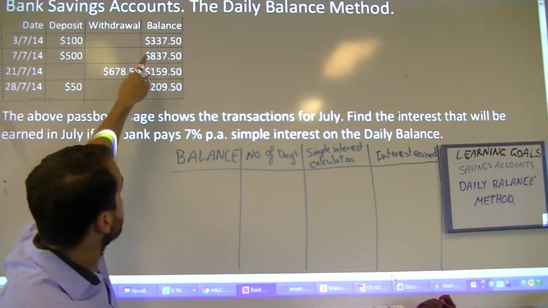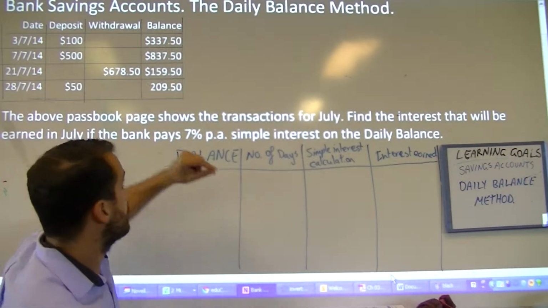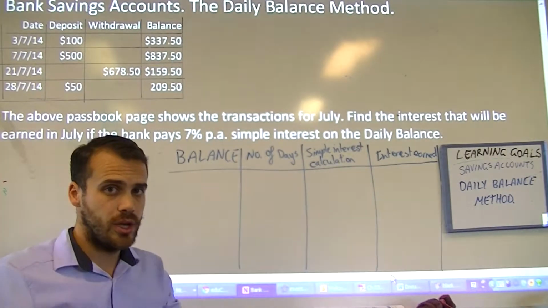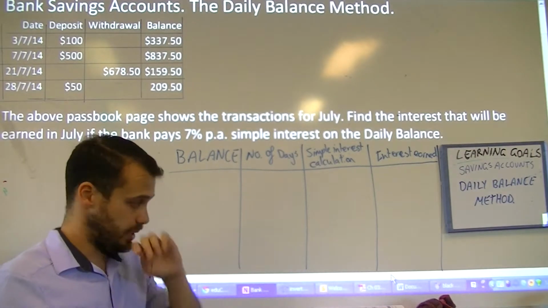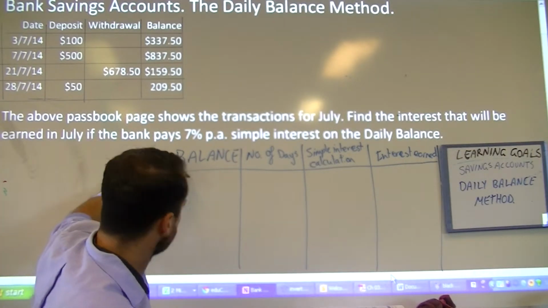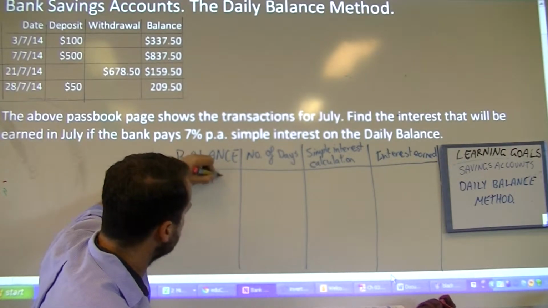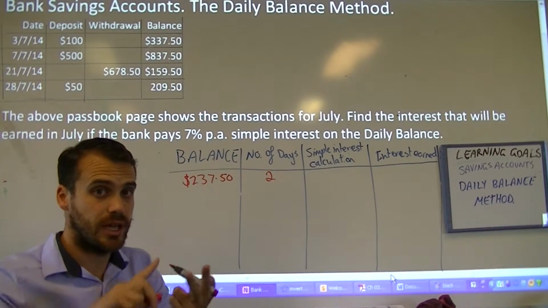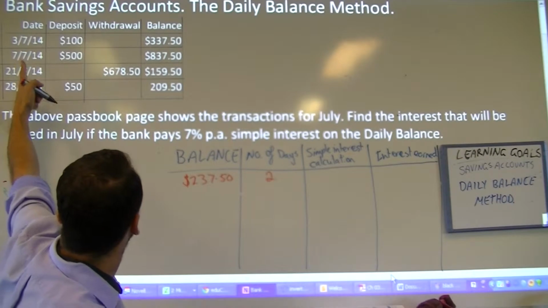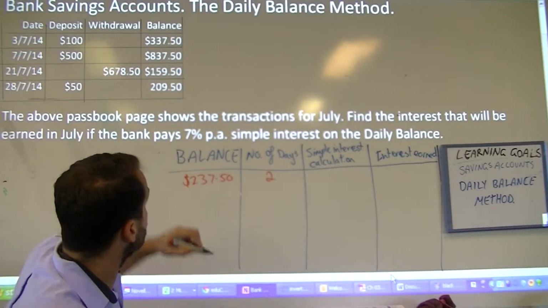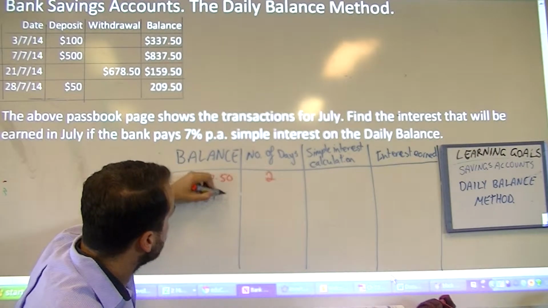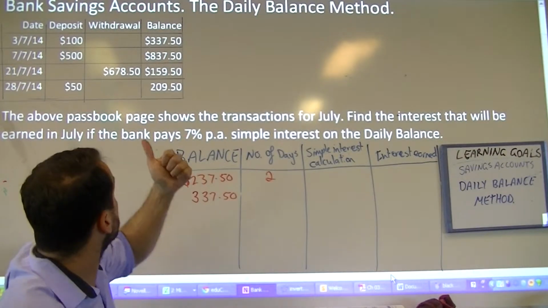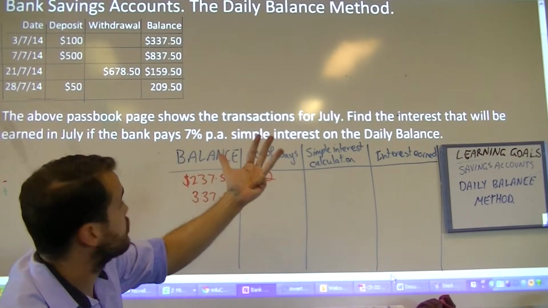Now, first of all, at the beginning of the month, this person had a balance of $337.50 minus $100. So, from the 1st of the month, they had a balance of $237.50, and that was for 2 days. That was for the 1st and for the 2nd of the month. Now, we can see that on the 3rd, they deposited $100, so that's $337.50. Now we can say that they had that balance on the 3rd, the 4th, the 5th and the 6th. They had it for 4 days.